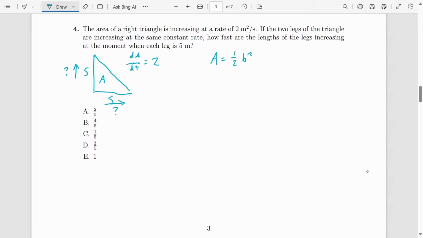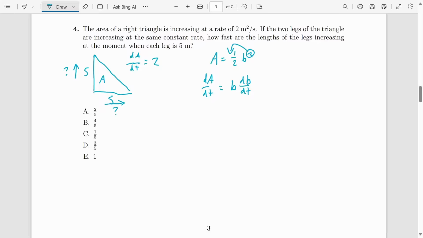So now that we have our formula, we can go ahead and take its derivative. On the left, we're going to have dA over dt. And on the right, we do power rule, put the 2 out front. That's going to become 2 times 1/2, which is just 1. So we're left with just b times dB over dt.